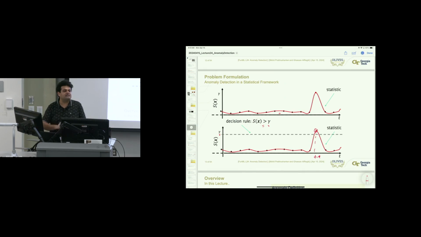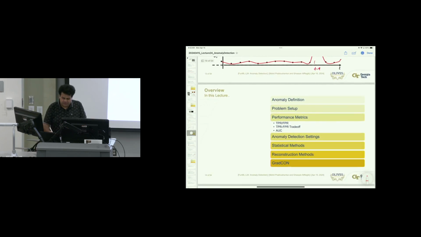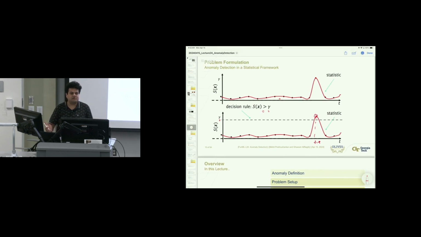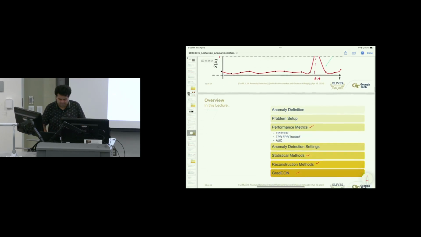So hopefully the problem setup is quite clear. We have a data point that does not conform to normality, and the easiest way that we can define it is by getting some kind of a statistic and then creating a decision boundary based on that particular statistic. Now, the goal for us today, after we do the performance metrics, when we come to the statistical reconstruction methods in GradCon, is to construct the statistic and this decision boundary. Because in these contrived examples, it's quite straightforward, but as you have seen, maybe even in homework number 6, when you did that anomaly detection in the last question, it's not straightforward at all how we get that statistic and how we can construct our decision rule.